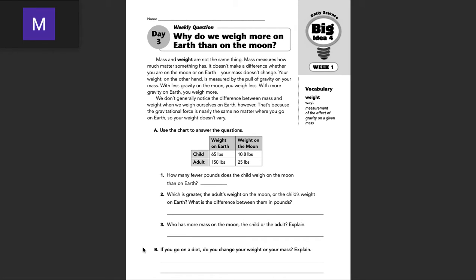Now for the last one, part B: if you go on a diet, do you change your weight or your mass? Explain. Well, you change both, because when you change the size of your body, you are losing mass. And with less mass, the pull of gravity is less, and therefore you're going to weigh less as well. So again, you would change both, because when you lose mass, the pull of gravity would be less, meaning you would also weigh less.